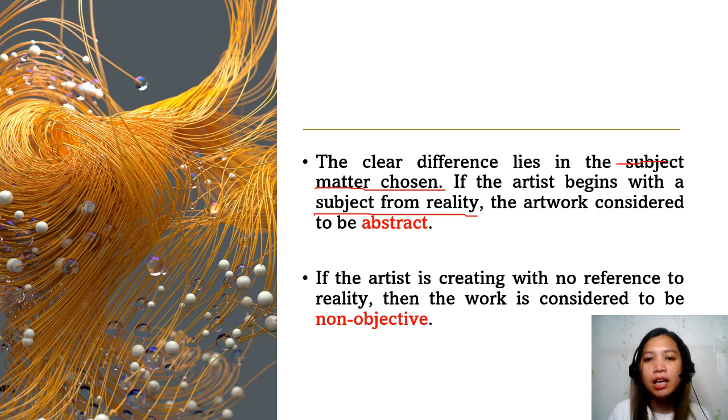Again, in representational art, we have a direct subject from reality, but in abstract art, the subject is taken from reality but is viewed or shown in a different way. But if the artist is creating with no reference to reality, then the artwork is considered to be non-objective or non-representational. So please remember that is the difference between the two.